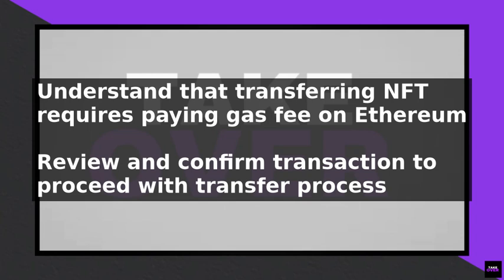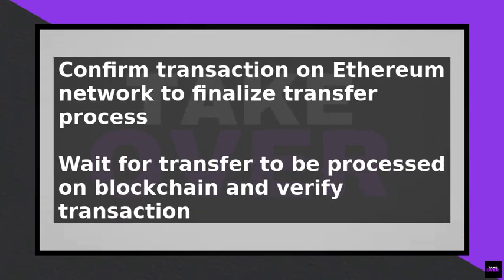After confirming the transaction, wait for the transfer to be processed on the blockchain. This may take a few minutes, depending on network congestion. Once the transaction is confirmed, the NFT will be transferred to the recipient's wallet. To verify the transfer, you can check the recipient's wallet or look up the transaction on a blockchain explorer like Etherscan. It is crucial to keep your MetaMask wallet and Ethereum address safe, as losing access to your wallet can result in losing your NFTs.